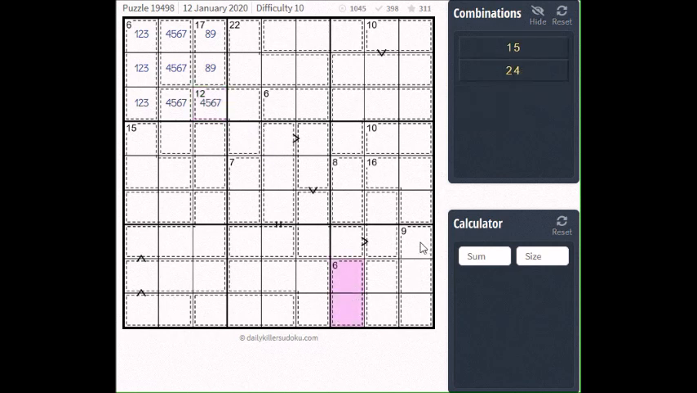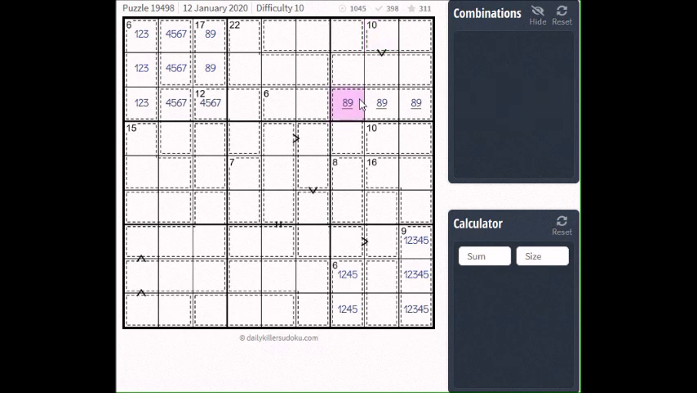Note that here we have a sum of 15 of 5 cells, which has the only possibility of 1, 2, 3, 4, 5, where the 3 cannot be in the 6 here. Now, after excluding the 8 and 9 from here, note that the 8 and 9 cannot reside here. So both of them are here in this cage. And so the 10 cannot be 1, 9 or 2, 8.